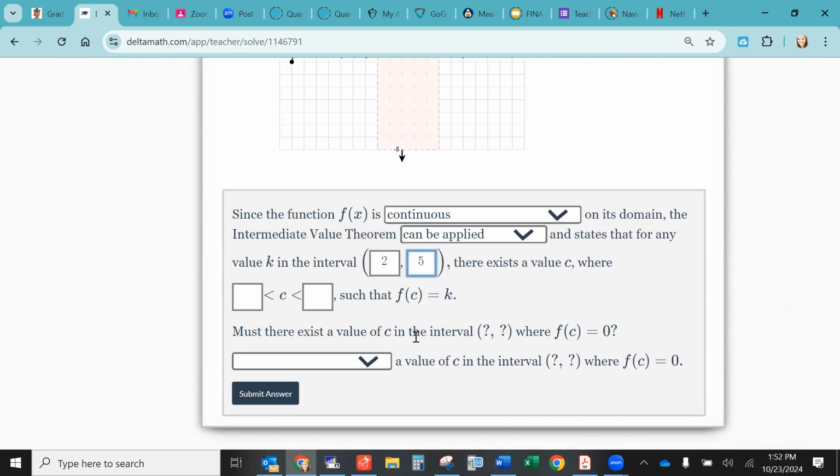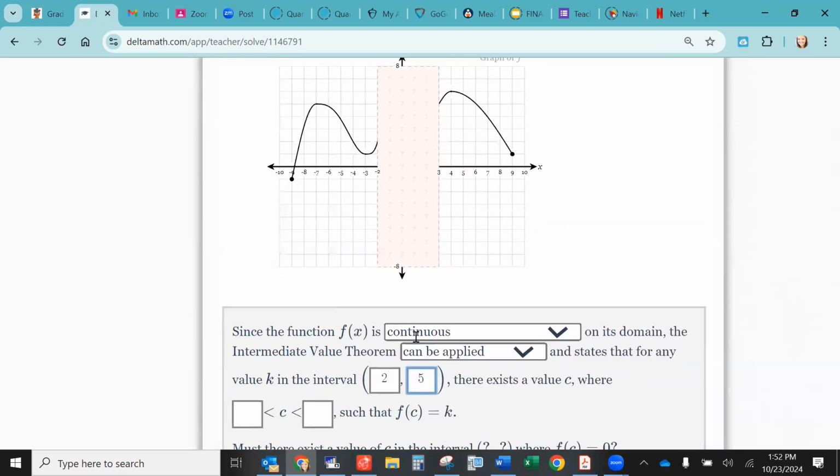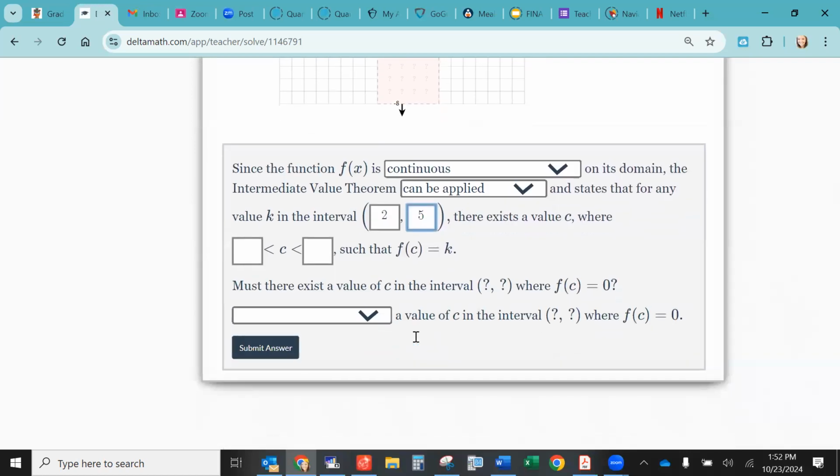Okay, then it says there exists a value c. Look on your pink sheet. Is c an x or a y? C is an x, then it has to stay between the x's. And what are the x's of the missing chunk of my graph? -2 to 3. So it's going to be -2 to 3 here, so that I can promise that f of c is going to equal whatever that k value is.